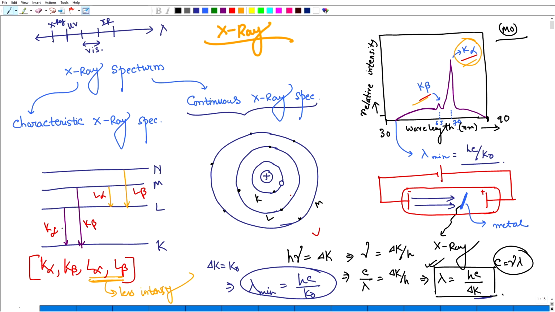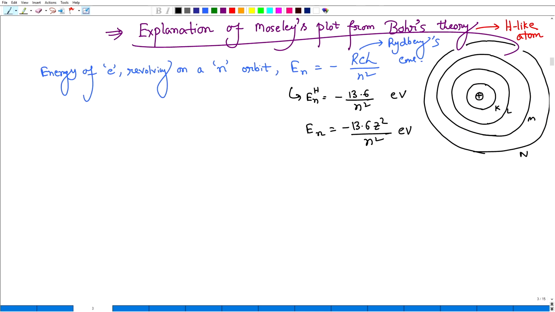This peak, this K alpha, means we have to subtract the energies, E_L minus E_K, and convert that into frequency. Root nu should be proportional to Z, but that is not the case, because first of all we are not dealing with a hydrogen atom, so there are other electrons as well. Still, we can approximate it as a hydrogen-like atom and give some argument to solve it. But there is another thing, because now one electron is also there in the K orbit.